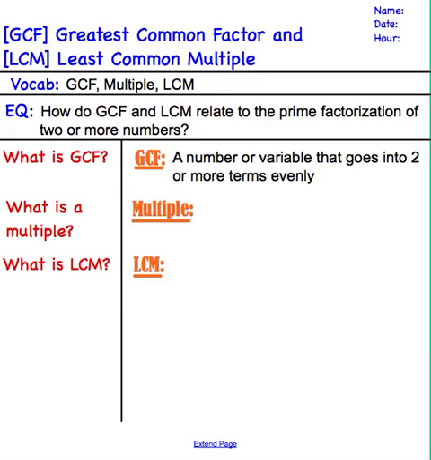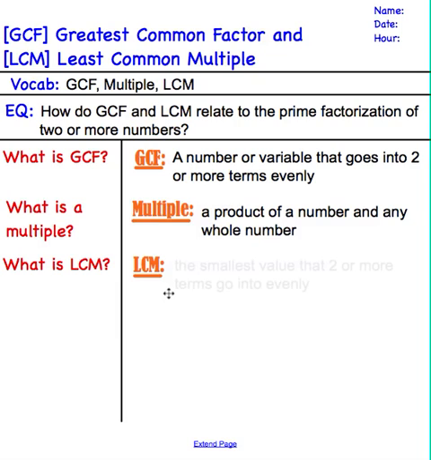The second part is going to be LCM, which, if you remember, GCF is greatest common factor, or biggest factor that is shared between two or more terms. A multiple is going to be the product of a number and any whole number. So, for instance, the multiples of 2 are 2, 4, 6, 8, 10, etc. Then we will use multiples to find LCM, or least common multiple, where by least we mean smallest, so the smallest value that two or more terms go into evenly.